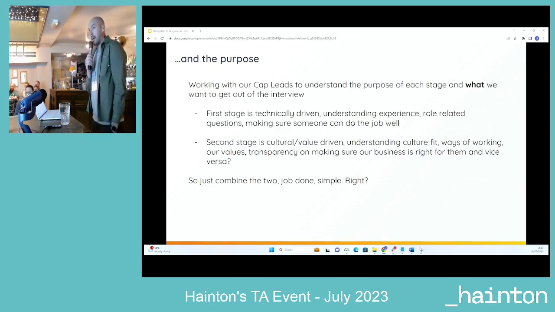So for us, our 2 stages are quite well defined, and this might look familiar to some people. The first stage is really technically driven. There's a tech test involved. It's all around asking, can people do the job? Are they able to work with the technology we work with? And the second stage is much more culture and value driven, understanding culture fit, understanding our ways of working, our values, and making sure there's a lot of transparency that as a business we're right for them, as much as the other way around.